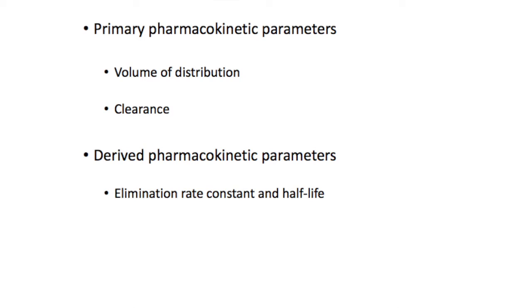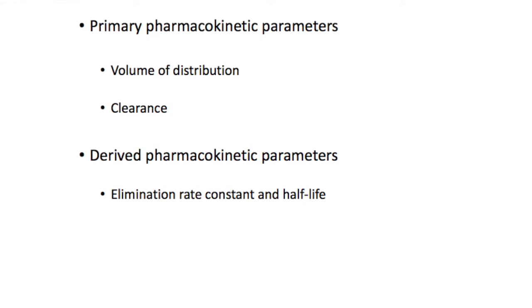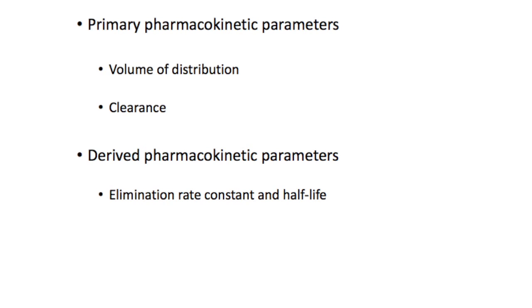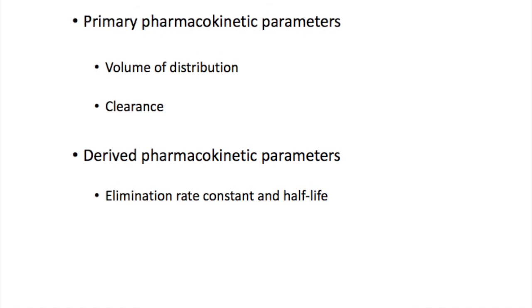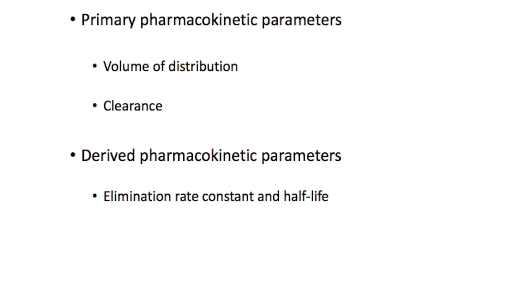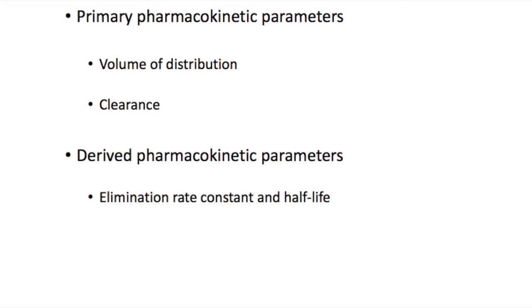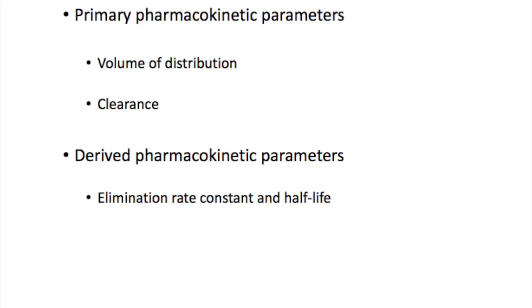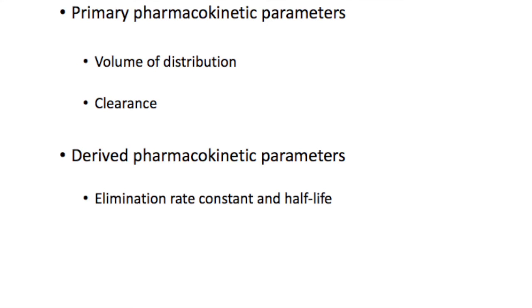The primary pharmacokinetic parameters are related to how the drug interacts with the animal and are independent of each other, which means that one parameter can increase or decrease without affecting the other. On the other hand, the value of K elimination and half-life are directly related to the values of the two primary parameters. A change in either the volume of distribution or clearance will change the value of K elimination and therefore the half-life of the drug.